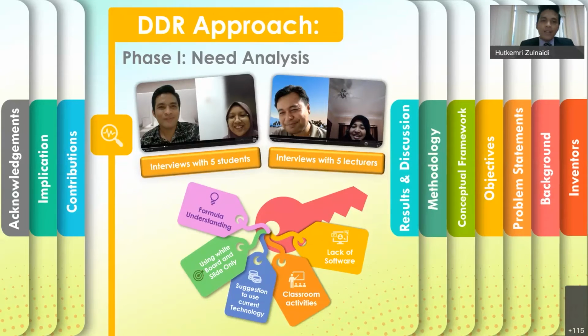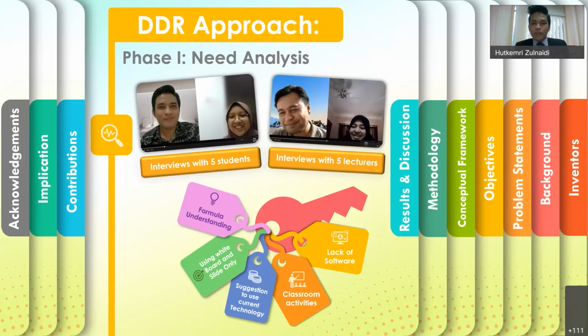This is the record we have. So for the process of phase 1, this is the finding. The analysis process we conducted involved 5 students and 5 lecturers in the needs analysis. On this analysis, we found problems among the students and the lecturers with formula understanding. And both categories, the lecturer and the student, only use the whiteboard and slides. Meaning that the teachers or lecturers only use the whiteboard and slides.